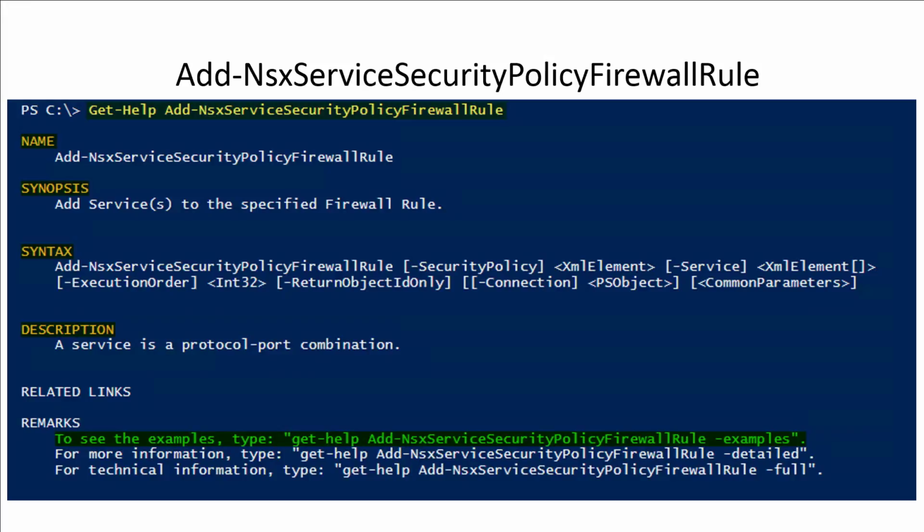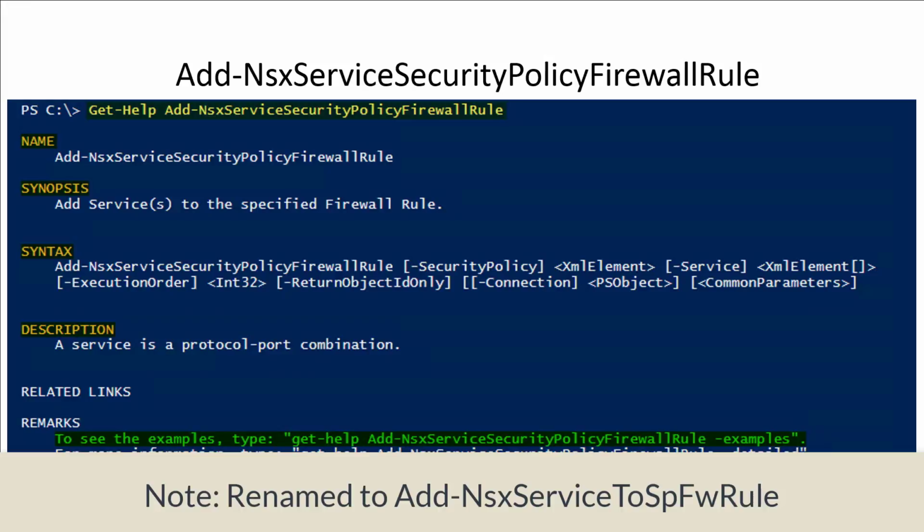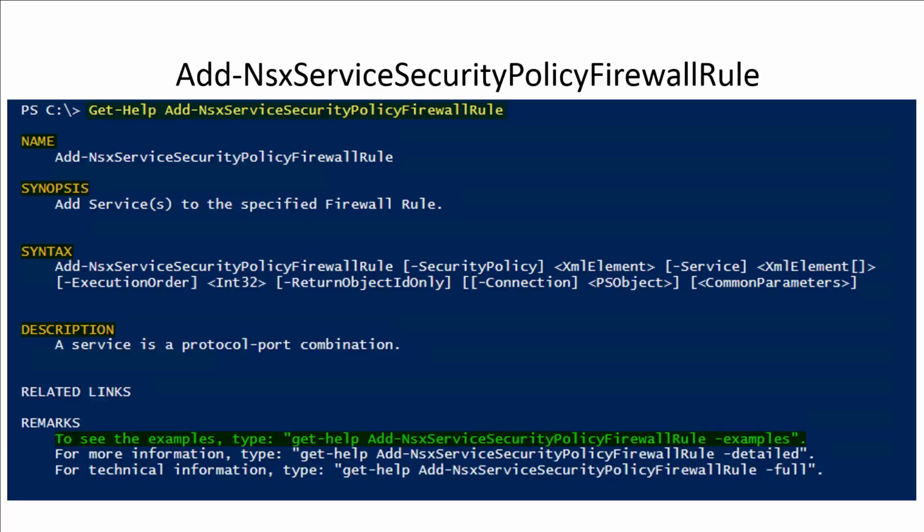The final commandlet we'll discuss is Add-NsxServiceSecurityPolicyFirewallRule, which allows us to add services to a specific firewall rule in a security policy. It too has only 3 parameters: the security policy, service, and execution order. Let's jump back into the lab.